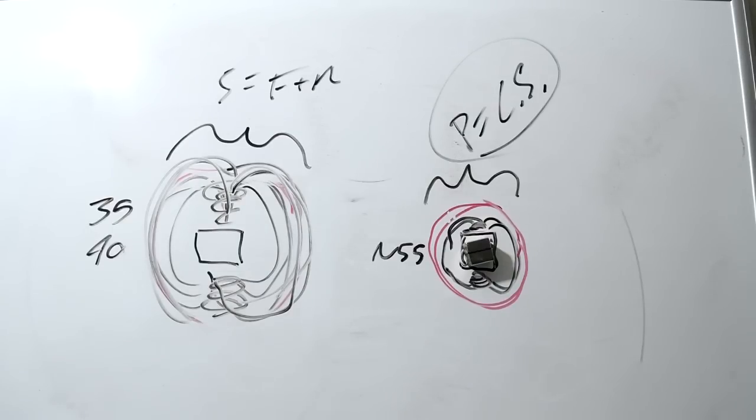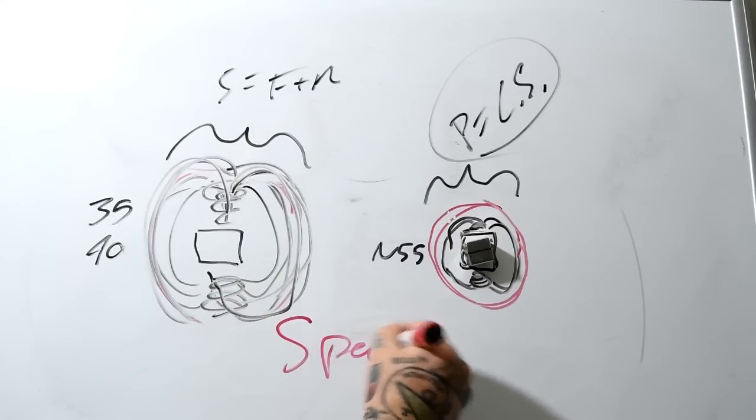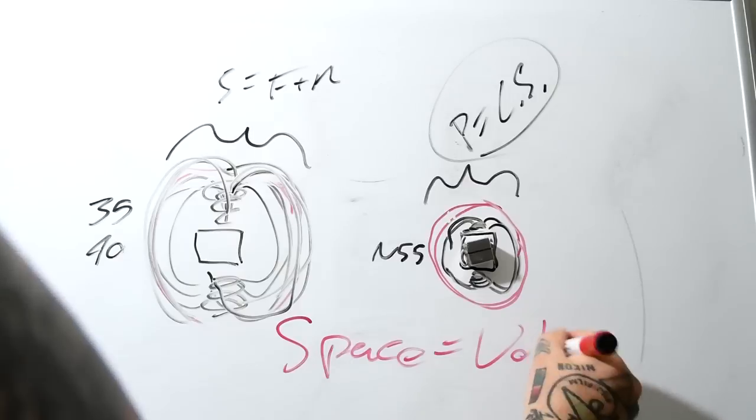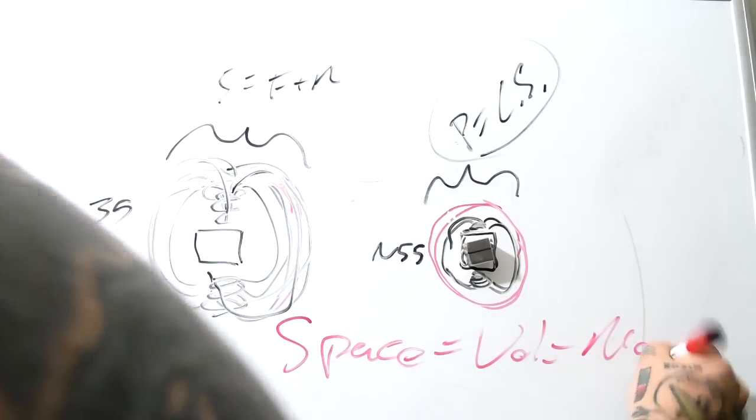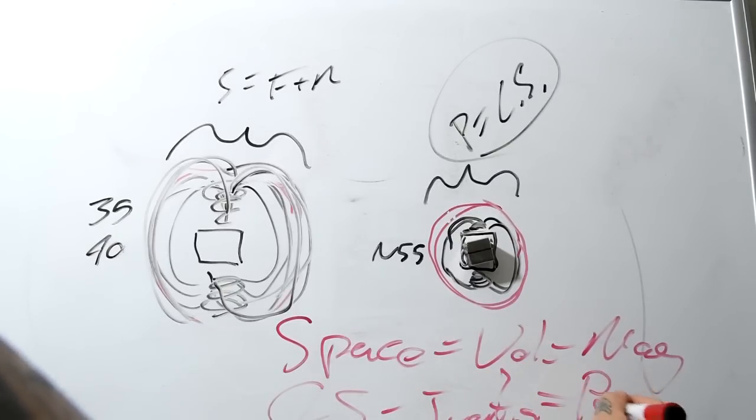Smaller the space, the higher the capacitance. The larger the space, the less the capacitance. Remember one thing. Space equals volume equals magnetism. Counter space equals inertia equals power. Really difficult, isn't it? It's not difficult at all.